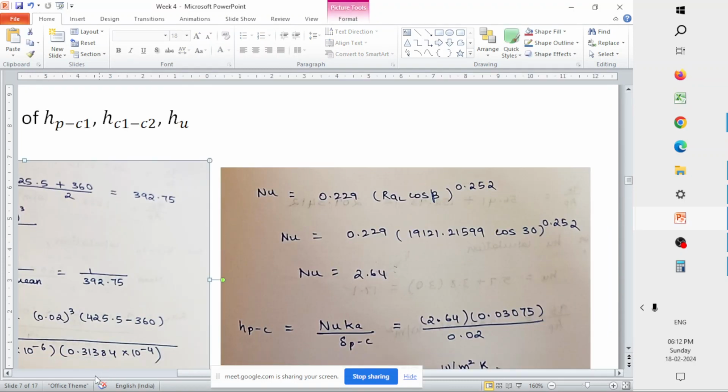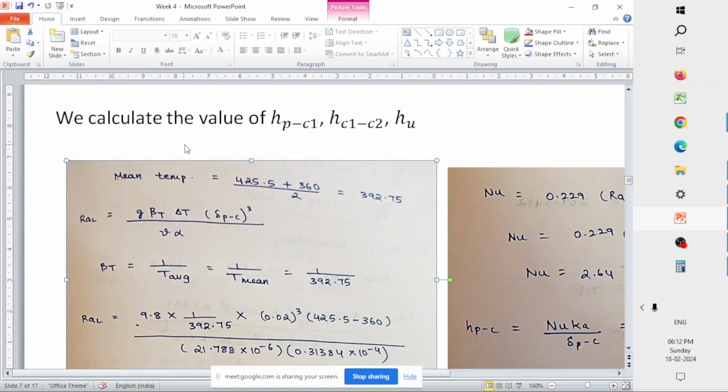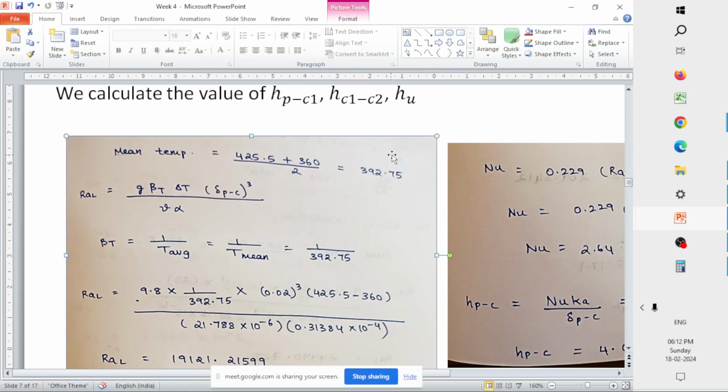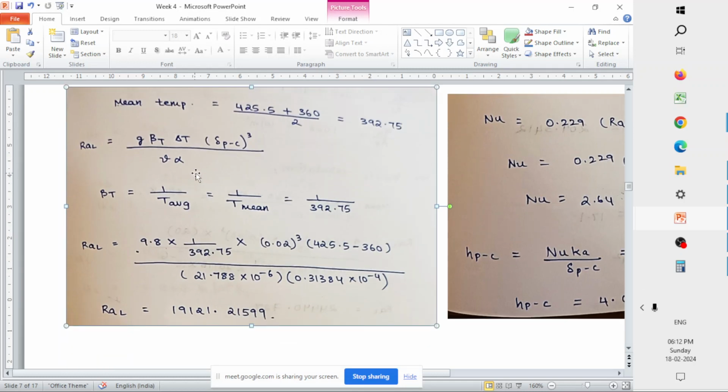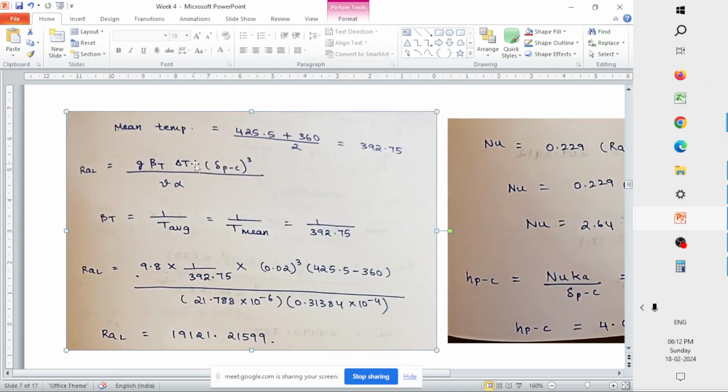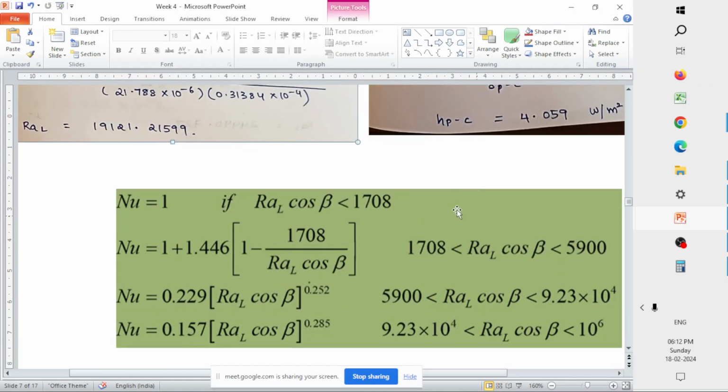So now we are supposed to calculate the heat transfer coefficients between the plate and cover 1 and cover 2, and when the radiation is from the atmosphere to your cover 2. In order to calculate that, you need to know how to calculate the Rayleigh number, and once you calculate the Rayleigh number, you have to use that to calculate your Nusselt number. You have to use this correlation.